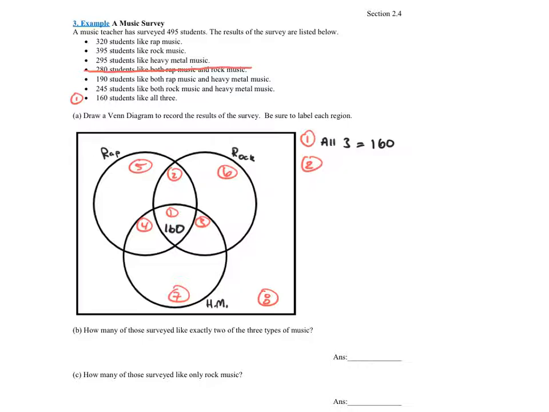So what do I need to do to get just region 2? There's 280 students who like rap and rock, but 160 of those like all 3. So we care about the ones who like only rap and rock. So 280 minus 160, I'm getting 120. Let's go on to region 3.